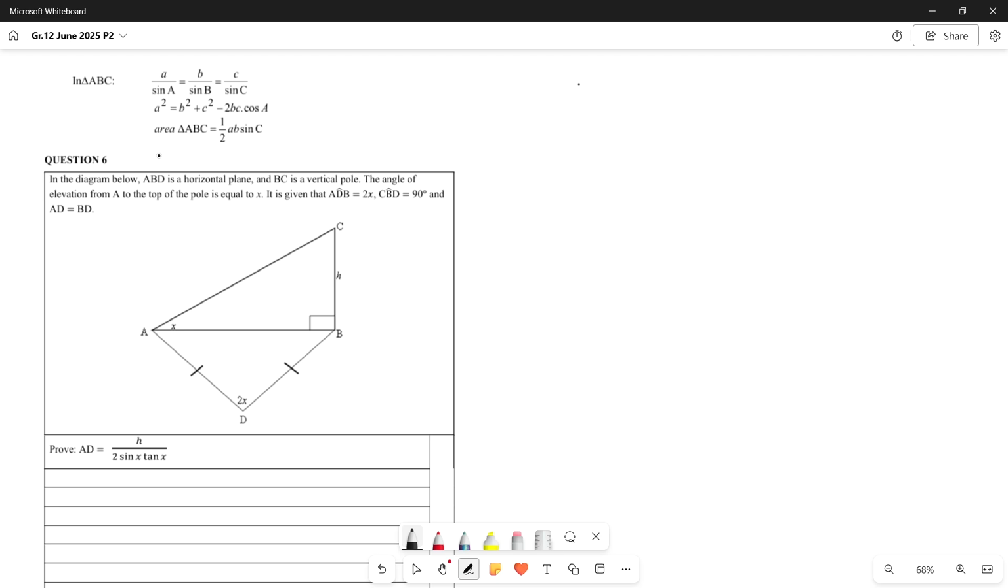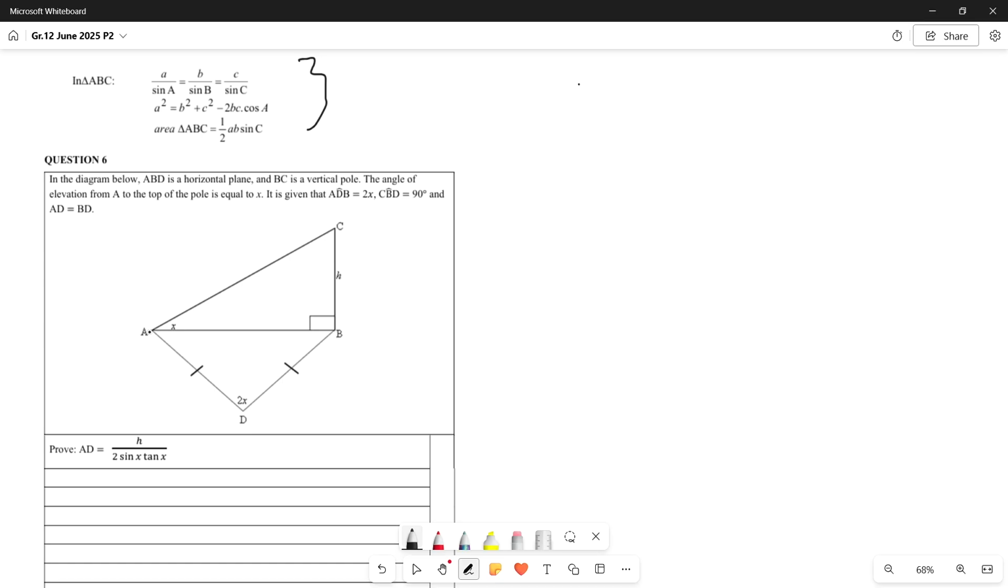Hey guys, cool. So we're on question 6 now of the grade 12 June 2025 math paper 2. Question 6 is a trig in triangles question, and we have our formulas up here. This is our sine rule, our cos rule, and our area rule. So in the diagram below, ABD is a horizontal plane and BC is a vertical plane.